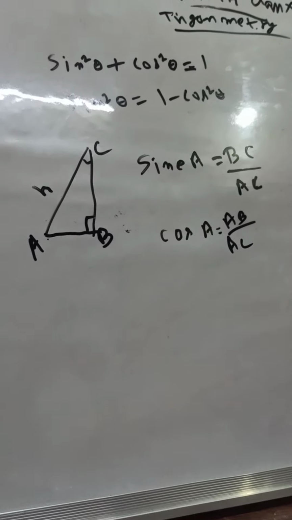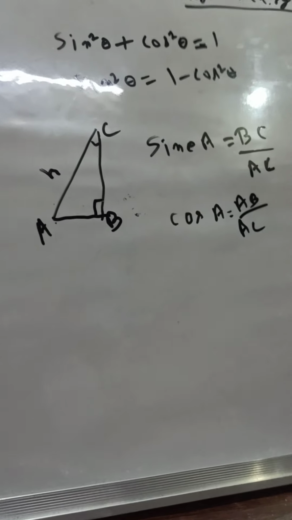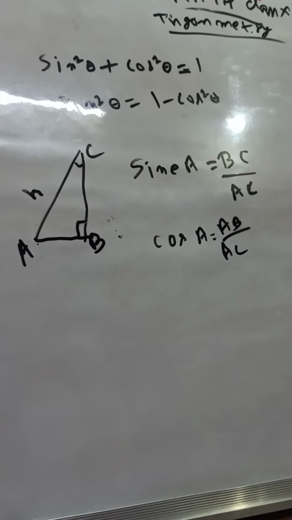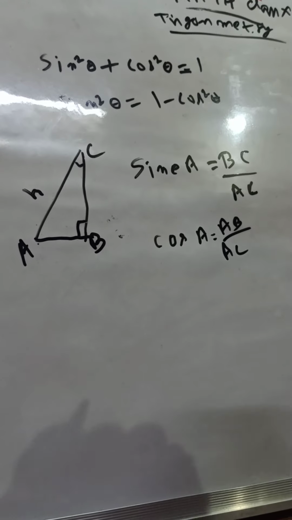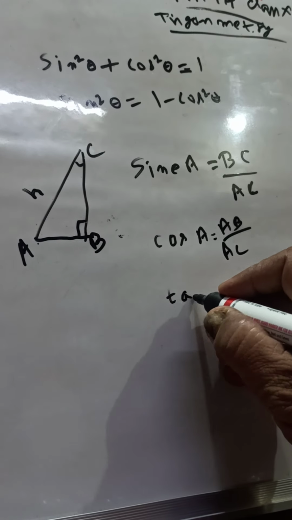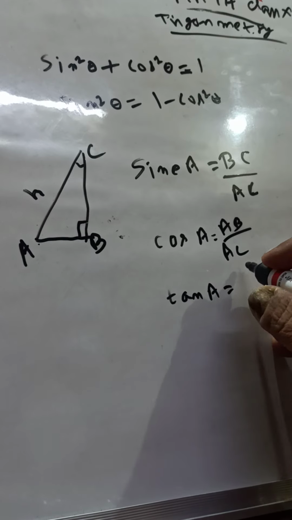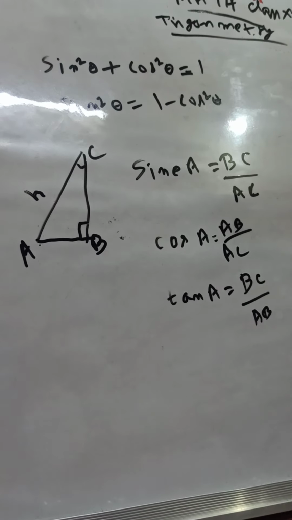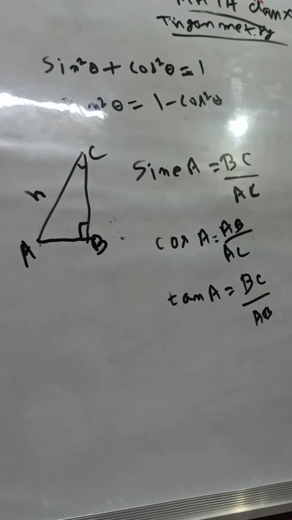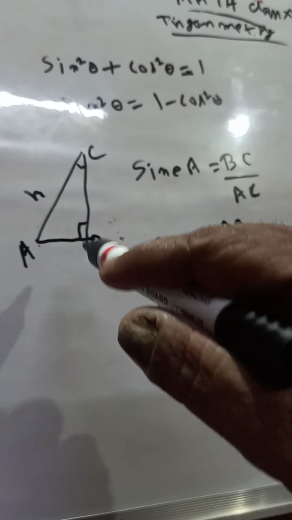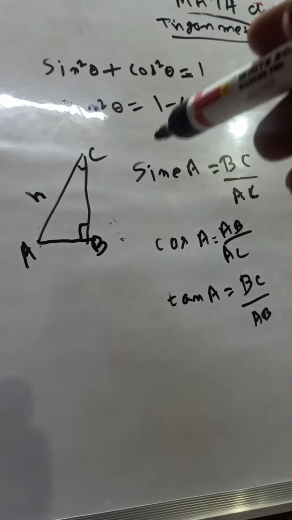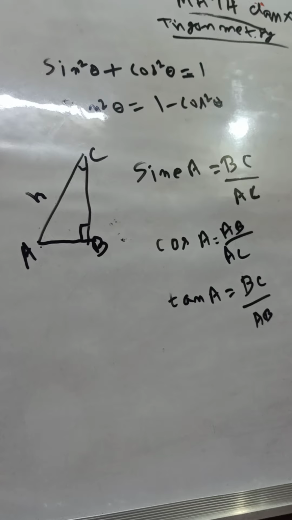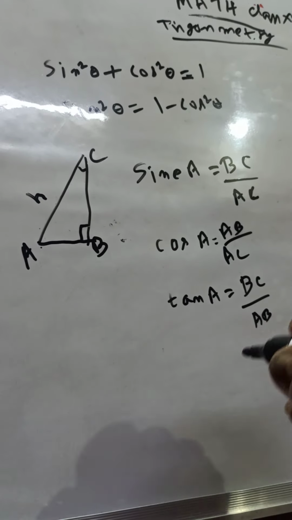Then sin A and cos A. Similarly tan A, tangent. Tan A is equal to BC by AB. That is the side opposite to angle A over the side adjacent to angle A, BC by AB.